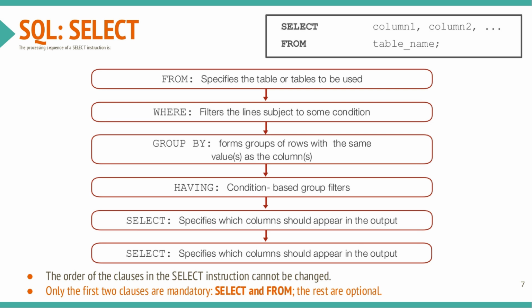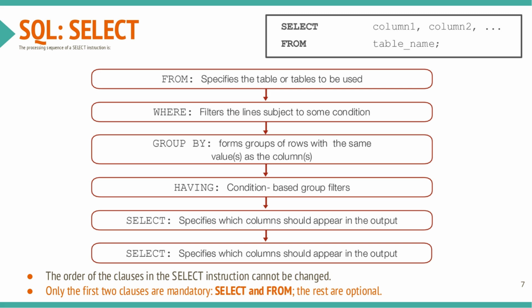Select is the common command for getting data. It has a very specific sequence. Select, this is what you want. Specifies which columns should appear in the output. From, this is where you get it from. Specifies the table or tables to be used.